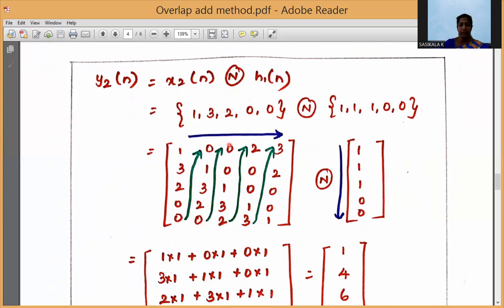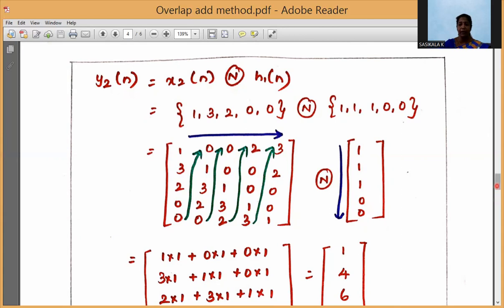Again, this 0 is taken to the third column's first element. So at the next one, we have to write the 0 here. 1, 3, 2. Again, this 2 is taken to the next column's first element. So 0 comes here, 0, 1, 3. And this 3 is taken to the fifth column's first element. So this 2 comes here, 0, 0, 1. Circular convolution of 1, 1, 1, 0, 0.